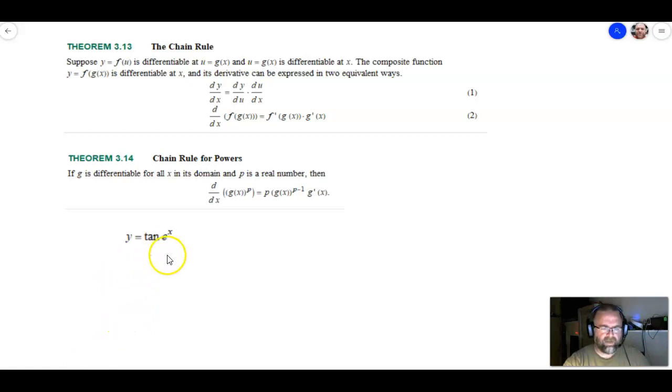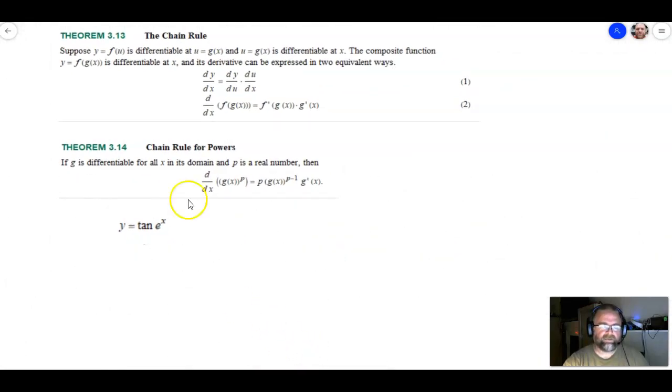All right, so we can write this basically as tangent of u, where u is equal to e to the x. So in order to find the derivative here, we're going to do the derivative of the inside function. So y prime is going to be equal to the derivative of u, which is just the derivative of e to the x, which is just e to the x.